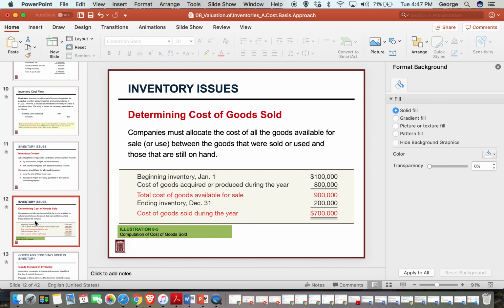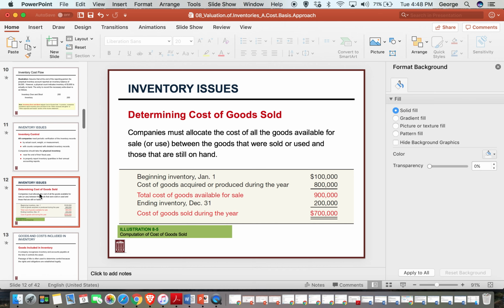Cost of goods sold. So you must allocate all the goods available for sale. So beginning inventory plus purchases. So that's goods available. So that must be allocated between ending inventory and cost of goods sold. So if $200,000 is in ending inventory, then the rest of that must be cost of goods sold.